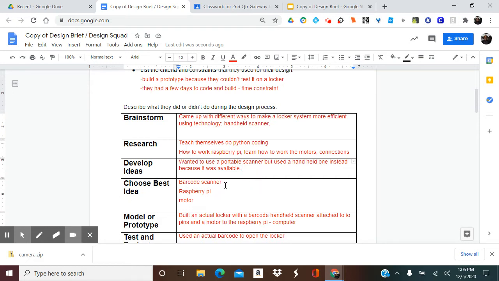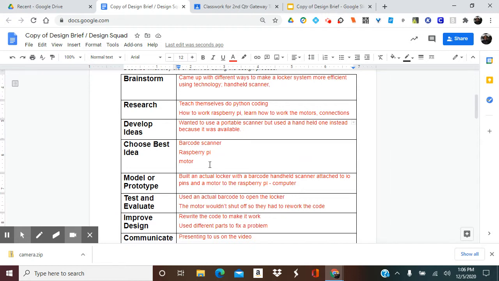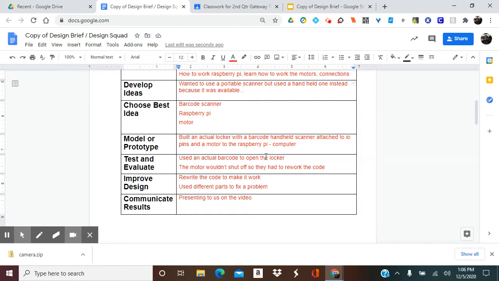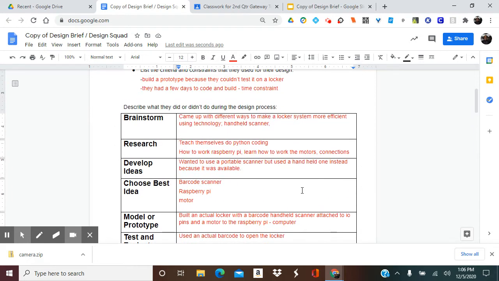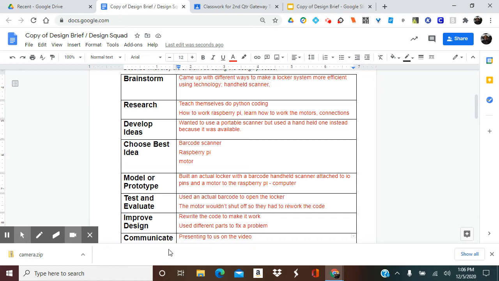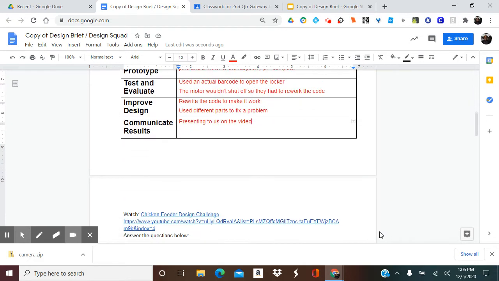They chose their best ideas. So their best idea was the barcode scanner, the Raspberry Pi, and the motor system. They built an actual locker with the barcode handheld scanner attached to it, two I/O pens, and then the motor and the Raspberry Pi to the computer. Okay. Then they used an actual barcode to open the locker. The motor wouldn't shut off, so they had to rework it. So they did evaluate that, and then they had to go back and improve it by rewriting the code to make it work. They used some different things to fix the problem. And then they presented to us and probably their teacher with the video. So that is an example of they had a problem and they walked through the design process to solve that problem. And they came to a result at the end, a solution, okay?